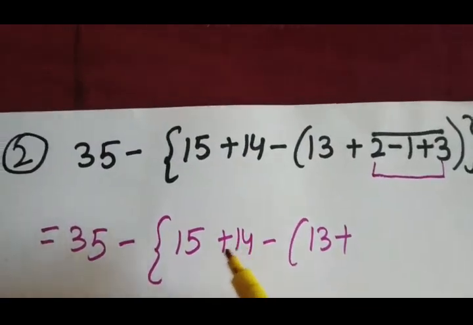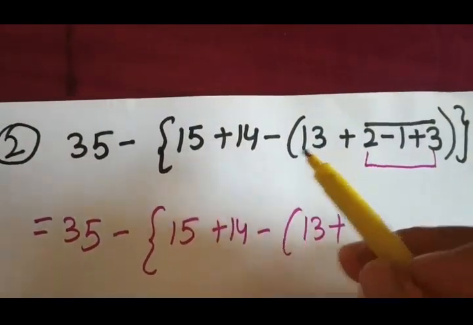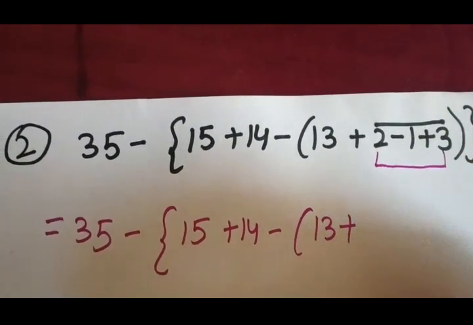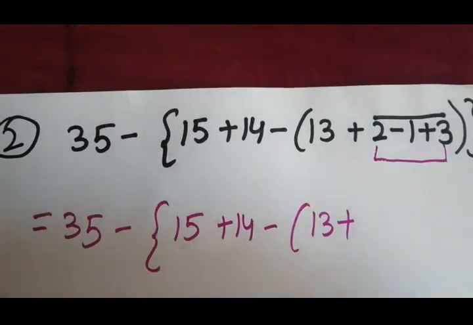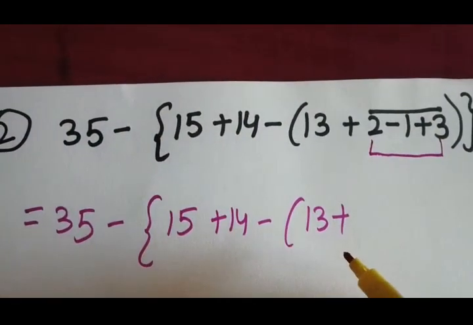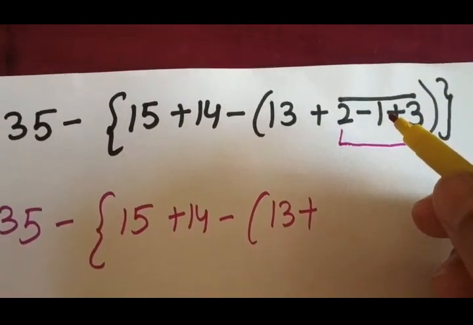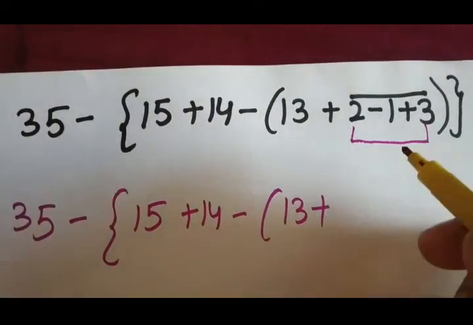Now the next example, I have taken this. See here, a bar bracket is also there, a small bracket is also there, and a curly bracket is also there. So we will follow the order of removal of brackets. The first bracket which we have to remove is the bar bracket. I have written all other things as they are. First we have to solve the bar bracket.